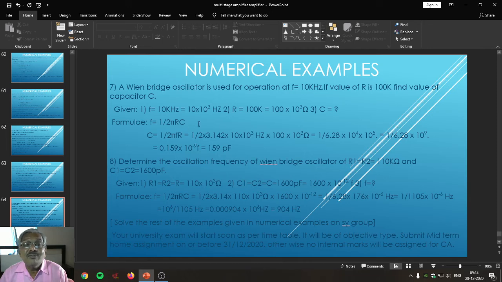Formula to be used for Wien bridge oscillator, it is F is equal to 1 upon twice pi R into C. We have to calculate C, therefore it becomes C is equal to 1 upon twice pi F into R. Put the values, 1 upon 2 into 3.142 into 10 into 10 raised to 3 into 100 into 10 raised to 3. That is 1 upon 6.28 into 10 raised to 4 into 10 raised to 5. So that is 1 upon 6.28 into 10 raised to 9. So that comes to be 0.159 into 10 raised to minus 9, that is 159 picofarad.